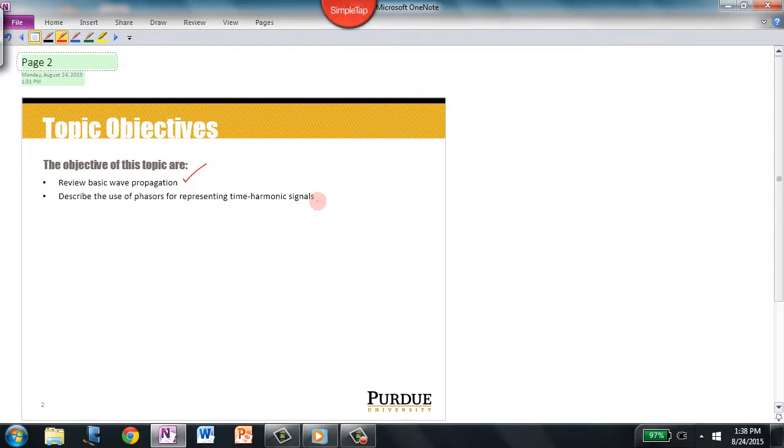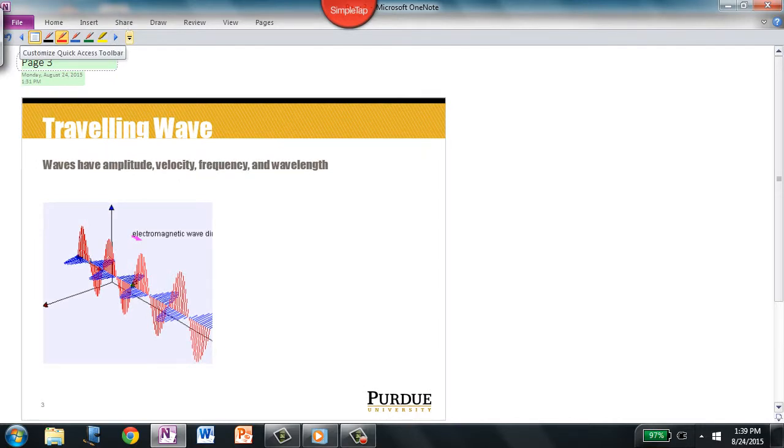And then the second, instead of describing things just in terms of the cosine function, we're going to use that old technique introduced to you in previous classes called the phasor notation. And we're going to use phasor notation to represent time harmonic signals, in this case, applying them to something called a traveling wave. So cosines and phasors, big picture for what we're going to be doing today.